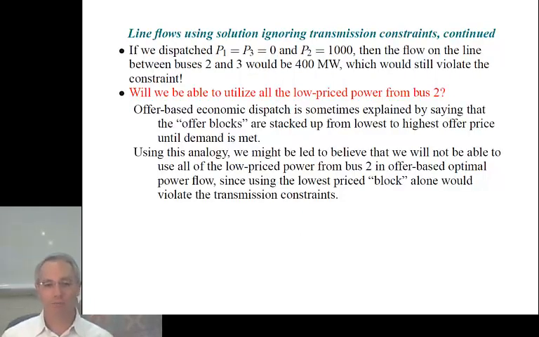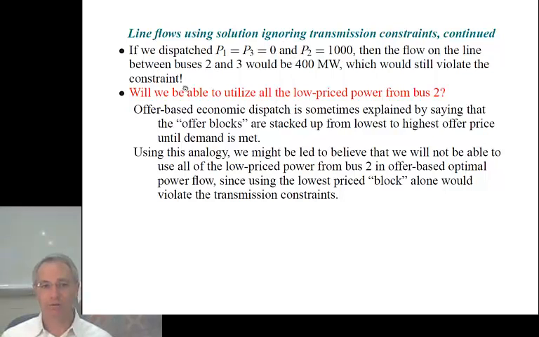Well, let's try something else. Let's start with the cheapest generation, which is generator 2. It offered 1,000 megawatts of capacity. If we tried that out, P2 equals 1,000, and for now let's assume P1 and P3 are 0, so we would only be able to meet 1,000 megawatts of demand. Then because the shift factor for injection at bus 2 onto the line from bus 2 to 3 is 0.4, if we inject 1,000 megawatts, the flow on the line between buses 2 and 3 would be 400 megawatts, which would still violate the constraint.